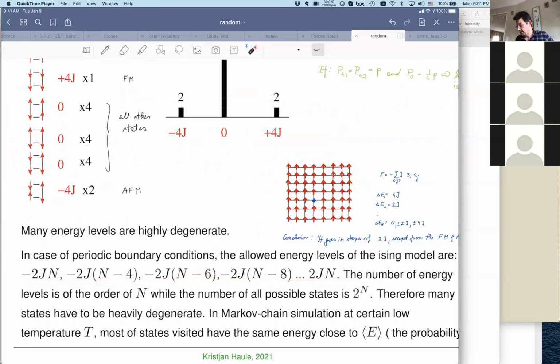But now that I explained this to you, it's kind of obvious that the energies have this configuration. So in other words, the change of energy is of the order of 2J. So we have 2J n minus 4, 2J n minus 6, 2J n minus 8.